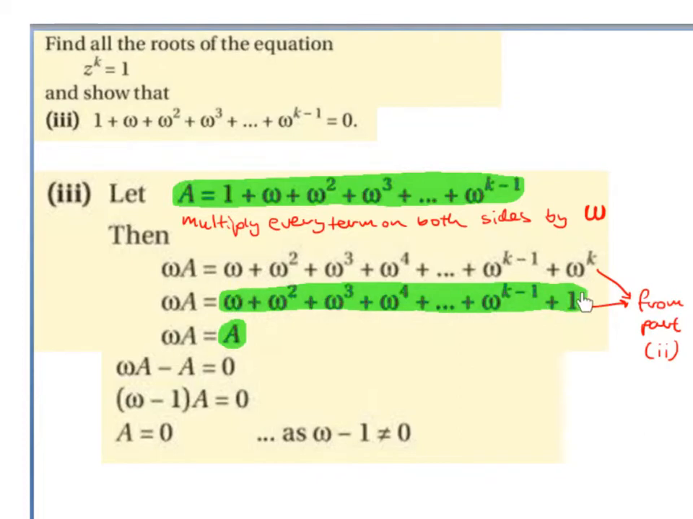So we can now substitute this for A, because we had A equal to this. So we have wA is equal to A. We're going to bring that A over the equal sign, it becomes minus A, and we let that be equal to 0. We're going to factorize the A out, so we have w minus 1 times A is equal to 0. And then we're going to divide both sides by w minus 1 to get the A on its own. And 0 divided by anything is 0, so A is equal to 0.